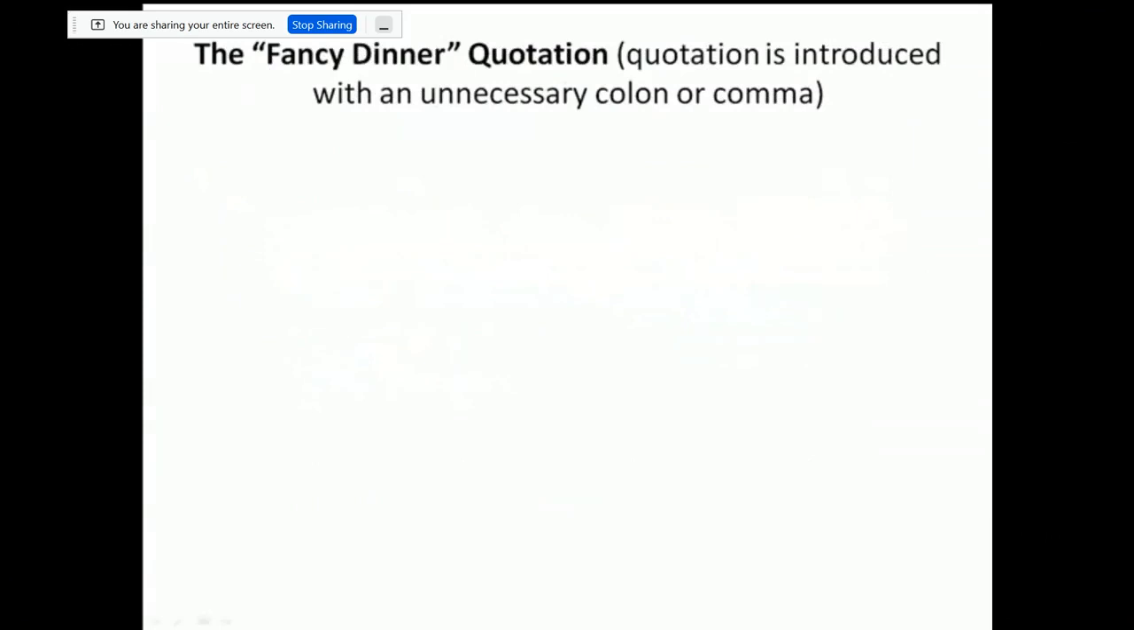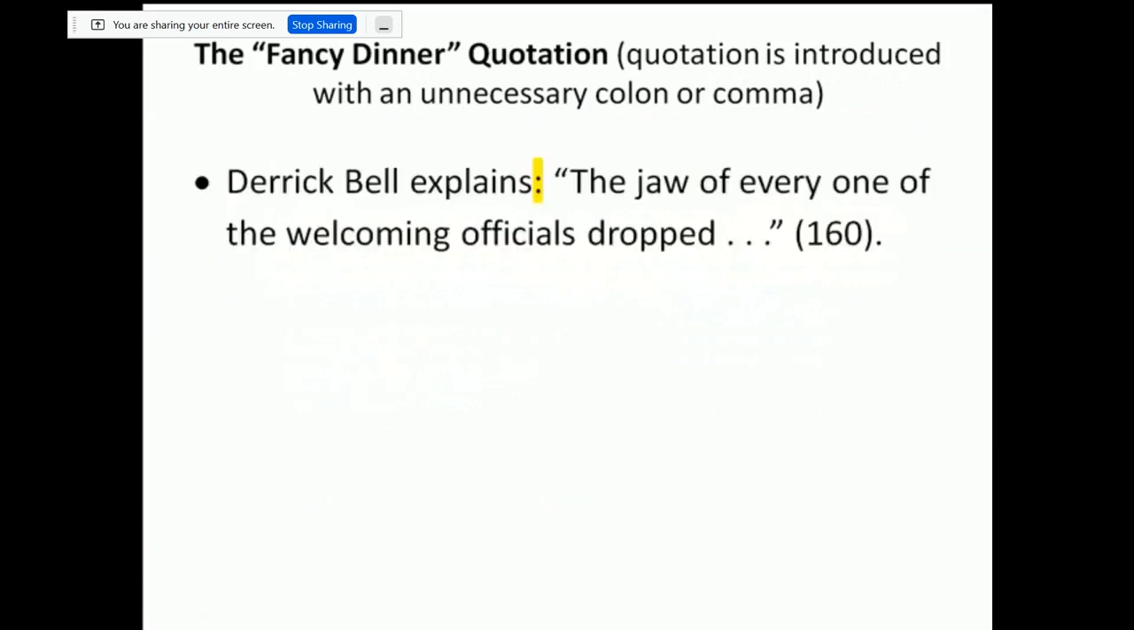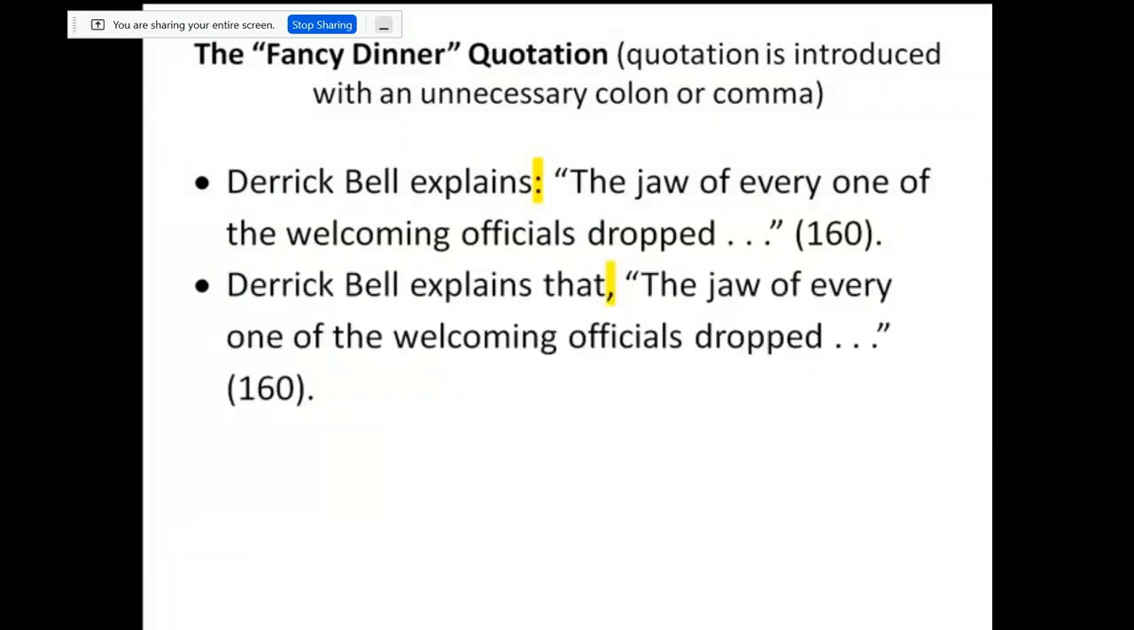The next annoying thing is the fancy dinner quotation. I call it that when a quotation is introduced with an unnecessary colon or comma. You know how if you're having a fancy dinner, you've had all this extra fancy stuff that you don't really need on the table. For example, see that highlighted colon there? That's fancy. You don't need it. It's actually grammatically wrong there. Here's another one. Ooh, unnecessary. Why are you putting all this fancy stuff out? Let's just have normal, plain punctuation the way it should be.